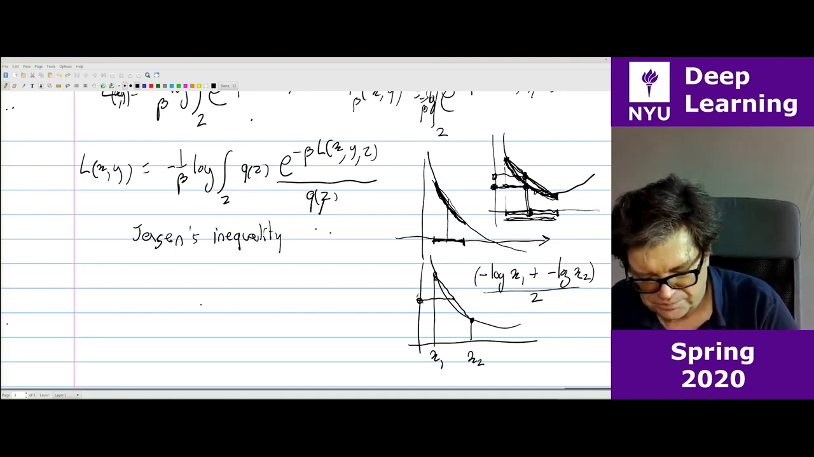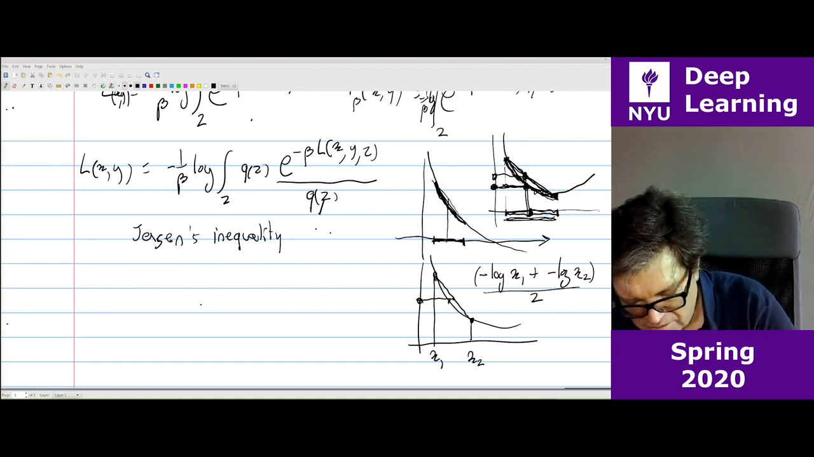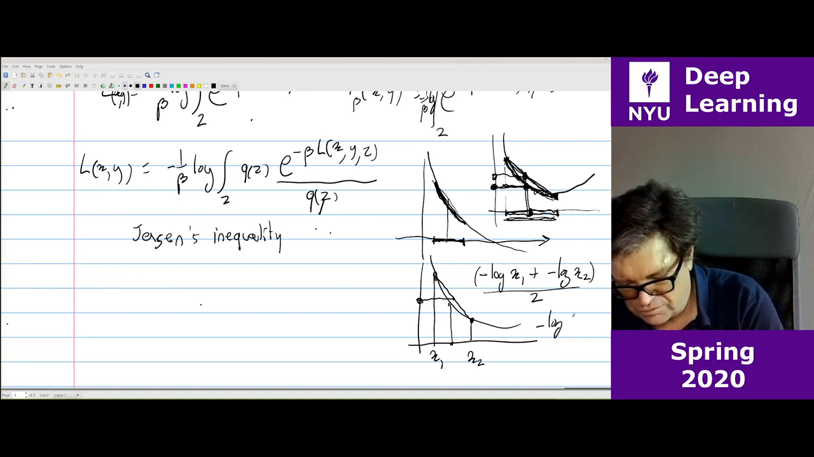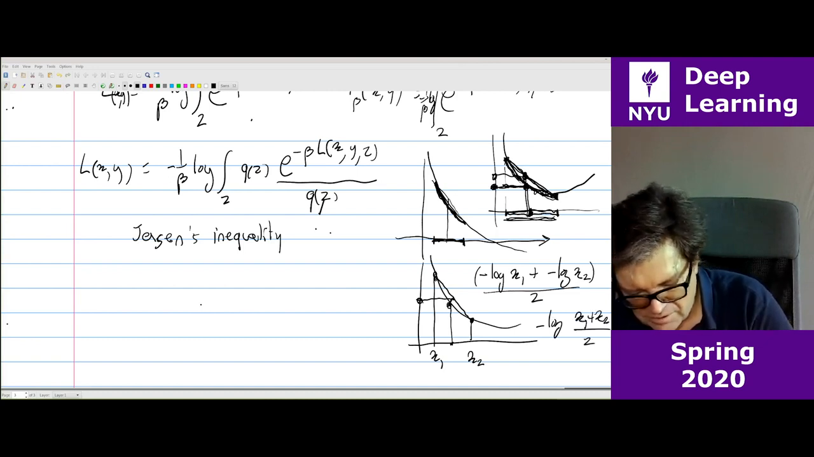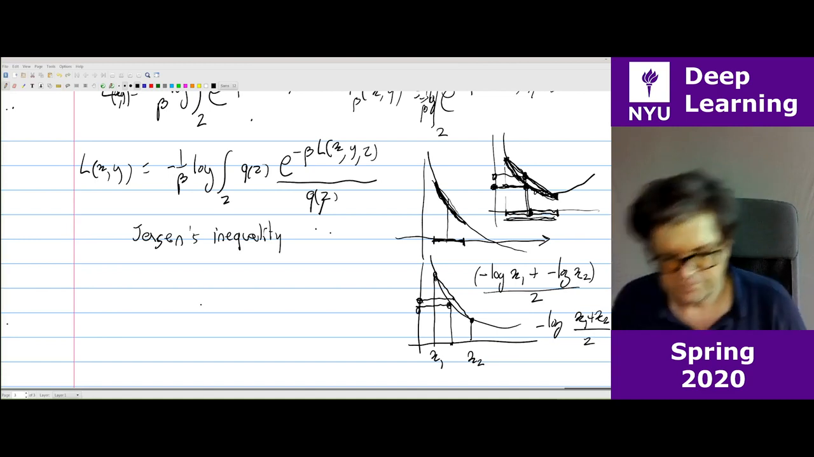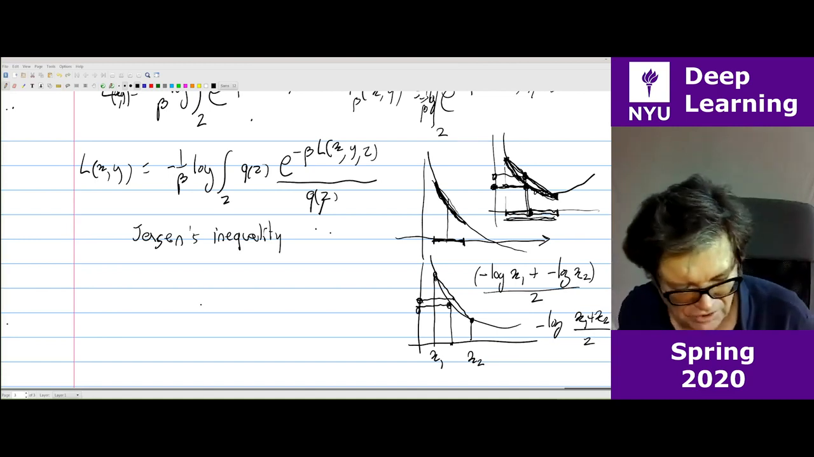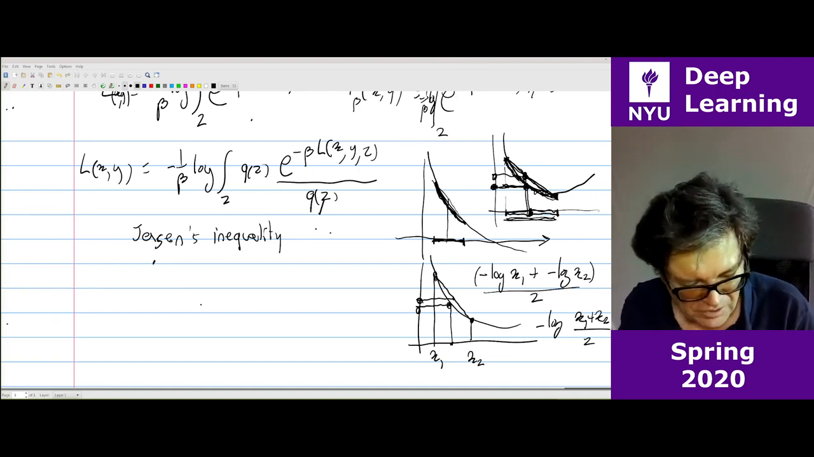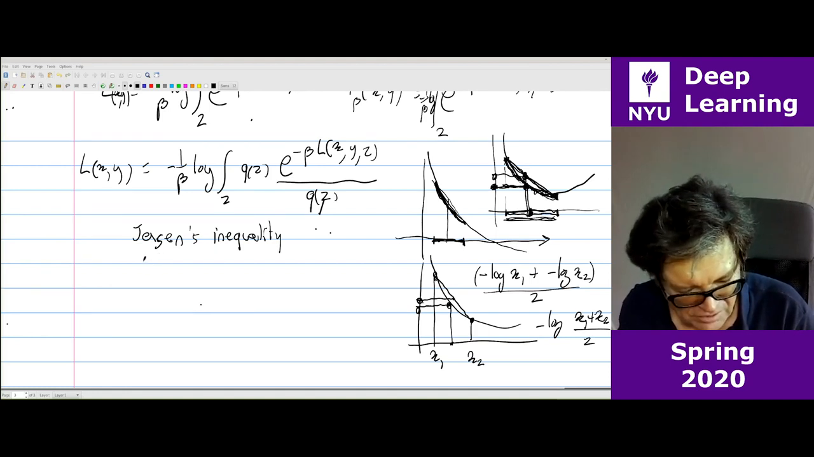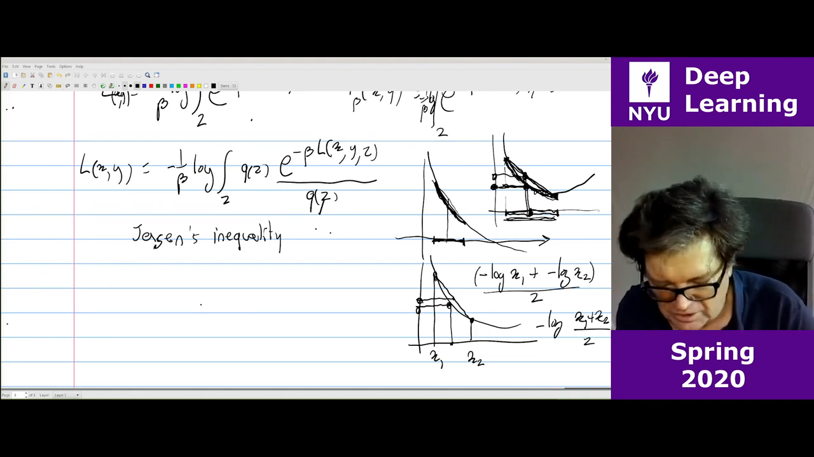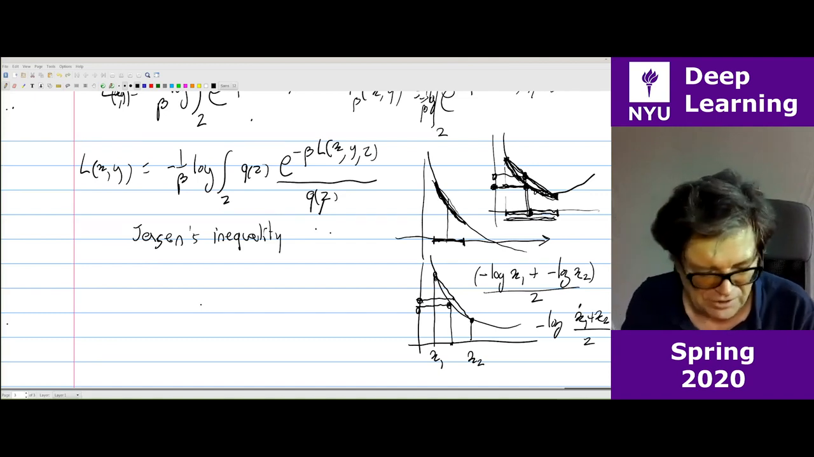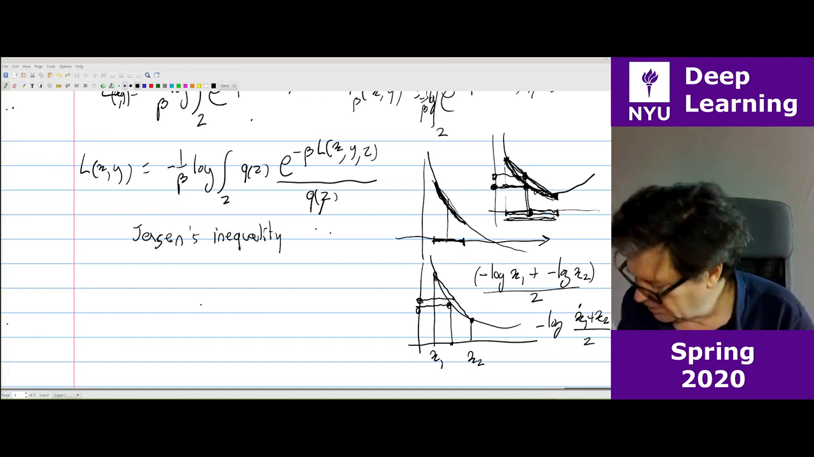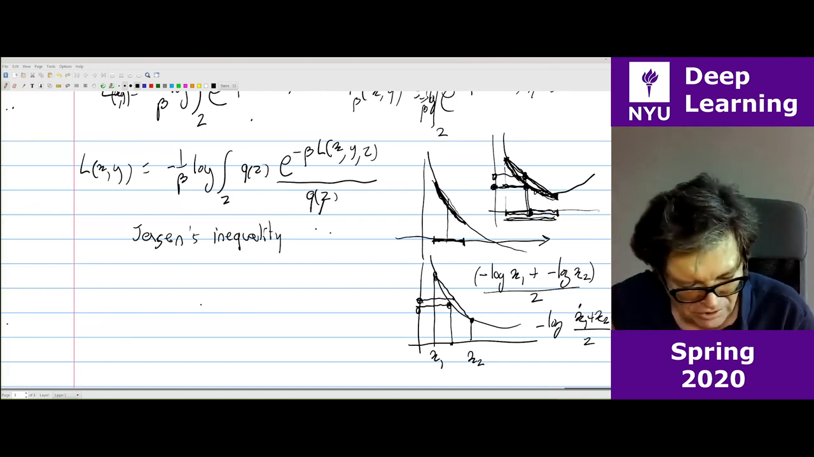And then minus log of (x1 plus x2) divided by 2 is that point, and that's below. Okay, and Jensen's inequality basically says, if you have a convex function like minus log, and here I computed an average, but it's true for any expectation. It says the expectation.